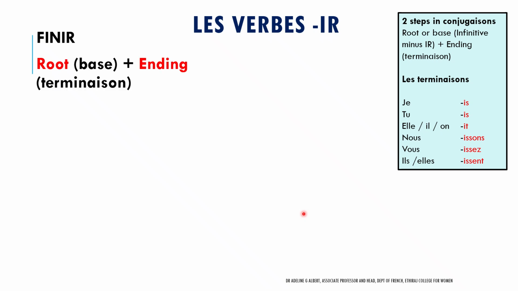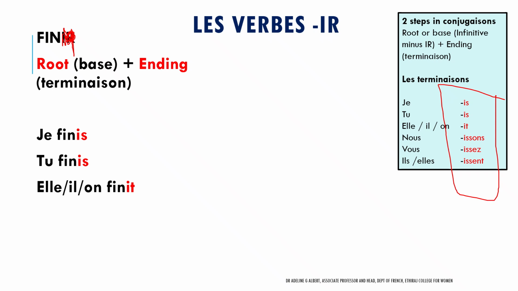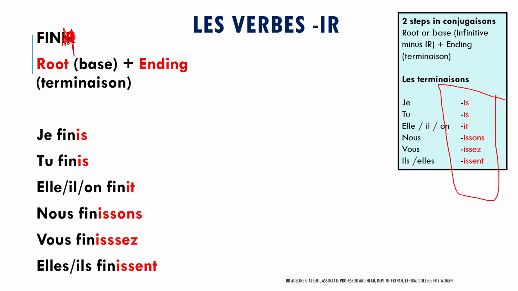So we're looking at the verb finir, which means to finish. Same thing: get your base. How do I get the base? I take the infinitive and remove the IR ending. That's my base. To my base, I add these endings and I get my conjugation. D'accord? Je finis, tu finis, il, elle, on finit, nous finissons, vous finissez, ils, elles finissent.